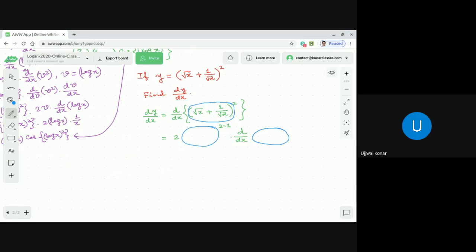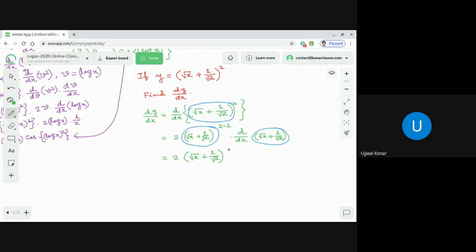Now, instead of blue, whatever is inside that blue, I'll write. What is that? It is square root of x plus 1 by square root of x. Anyone has any doubt? No? So then what we get? We get 2 into square root of x plus 1 by square root of x, power 2 minus 1, which is 1. That means I need not write it. Power 1 means nothing you can write, no?